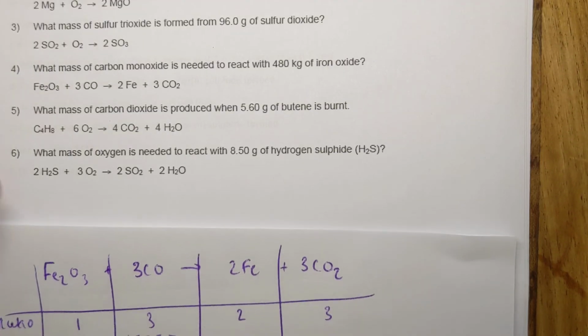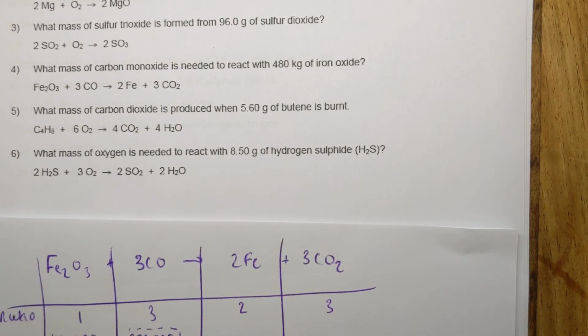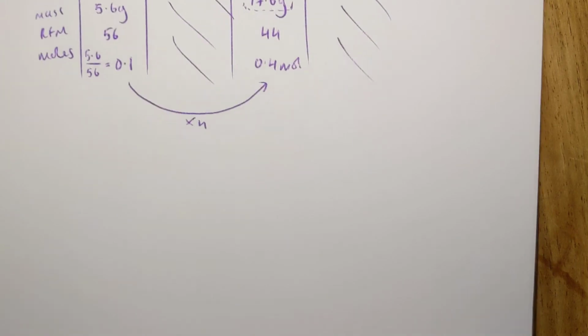Final question. What mass of oxygen is needed to react with 8.5 grams of hydrogen sulfide? Gives you the equation there. Now I'm going to do something a wee bit differently.